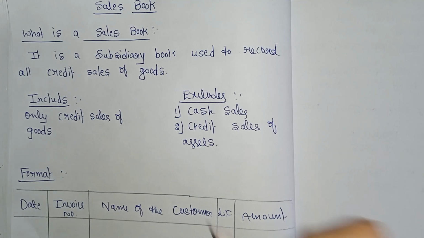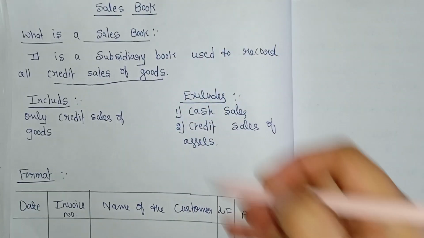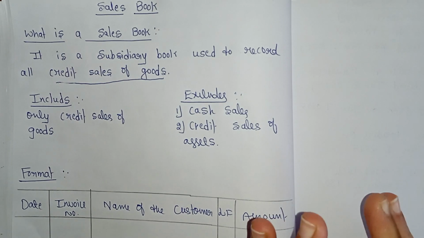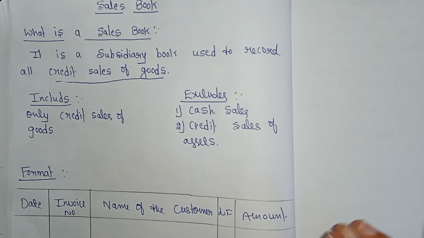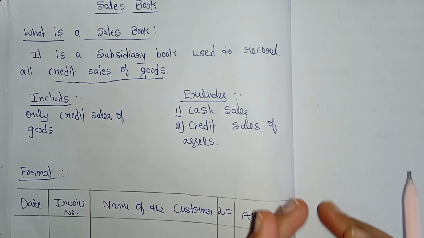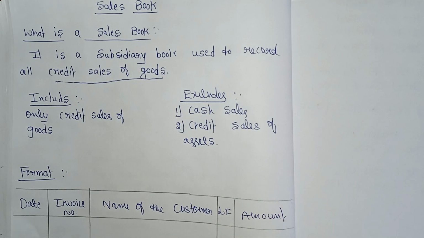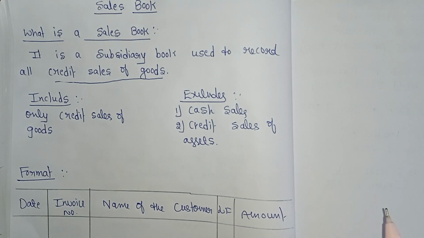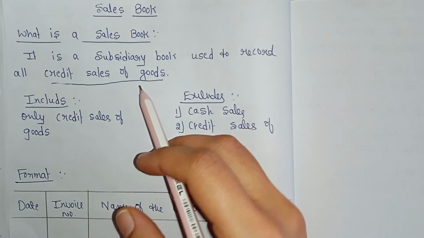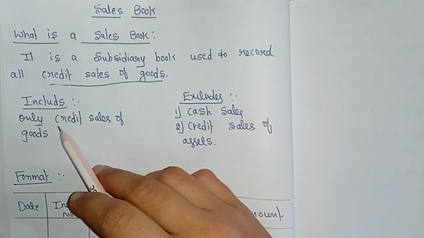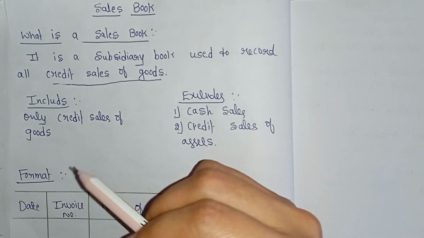Here we will use the sales book to record all credit sales of goods, meaning inventory. We will record only credit sales of goods, like the purchase book. In the purchase book we used to record credit purchase of goods, and here we will use the sales book to record all credit sales of goods.